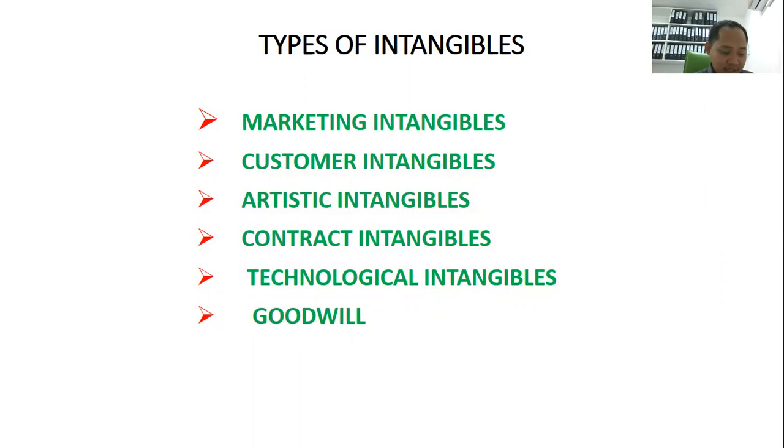What about customer intangibles? This comes the customer list, customer contracts, and relationships. What about artistic intangibles? Those are the copyrights on books, movies, royalties. And contract intangibles: those are broadcast rights, franchises, licensing agreements, service contracts. Dun siya papasok. And then technological intangibles, we have the patent, technology, and trade secrets. And of course, as part of intangibles, we have the goodwill. Okay, so let's move on.